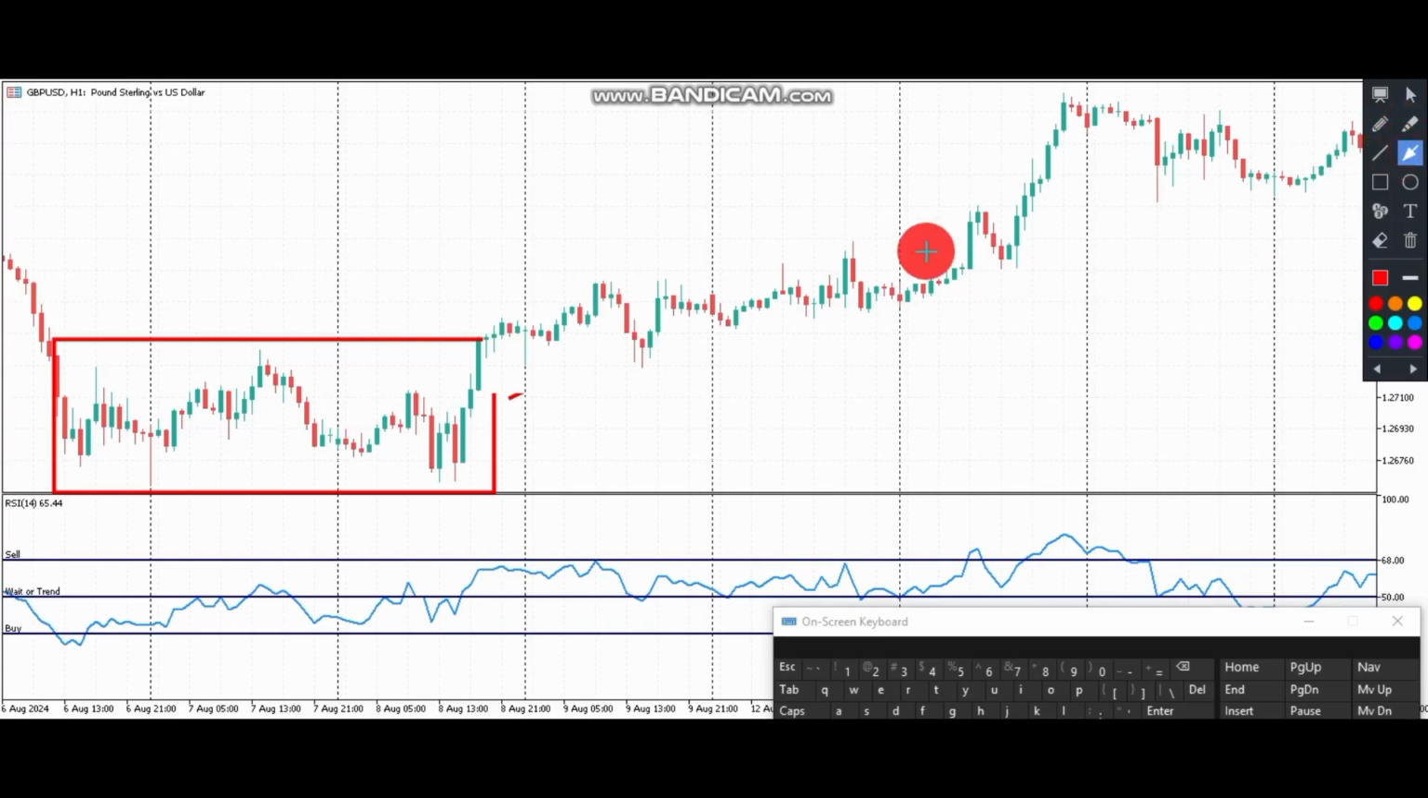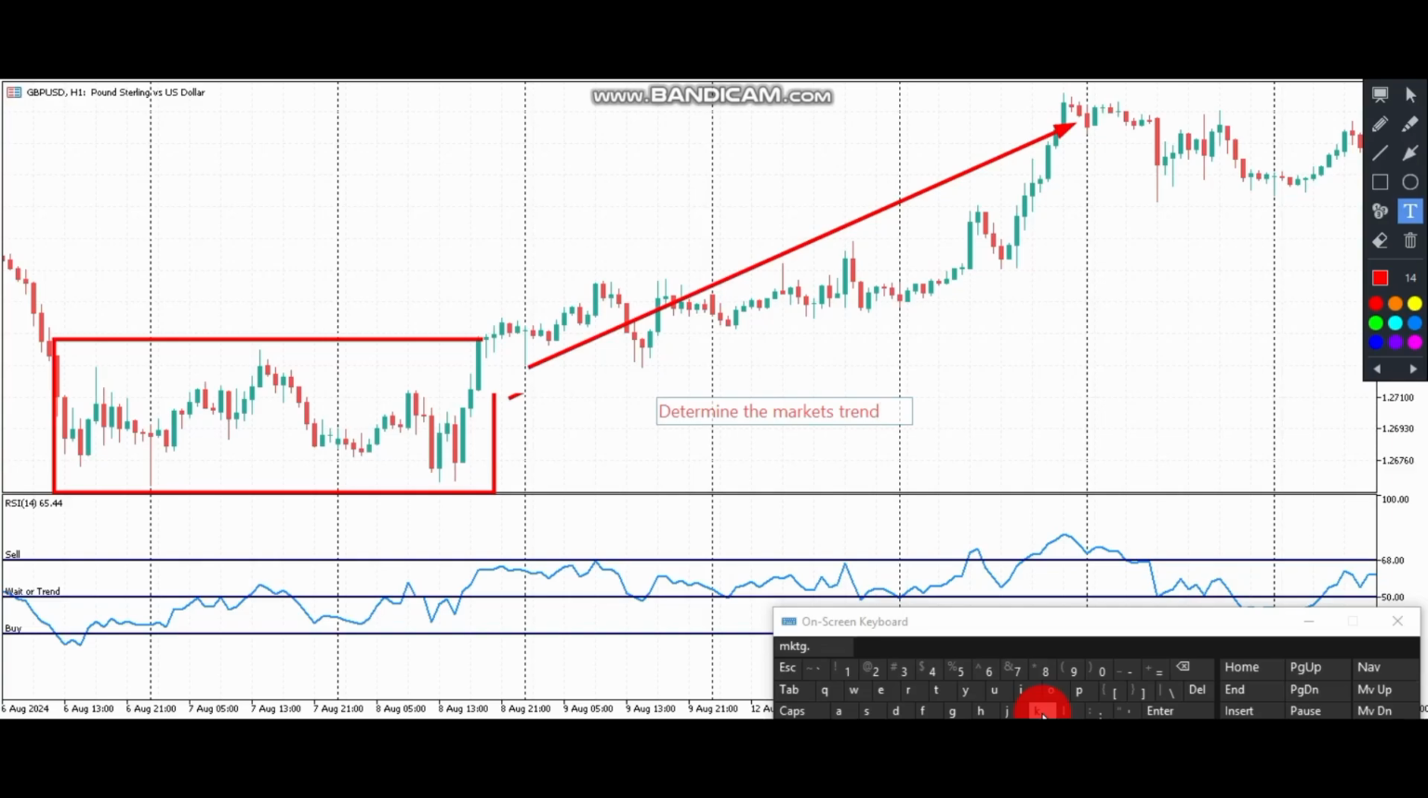Because we already understand the direction of the market. We understand that the market is bullish. So first thing first is to determine the market trend for you to be able to trade the forex market successfully.